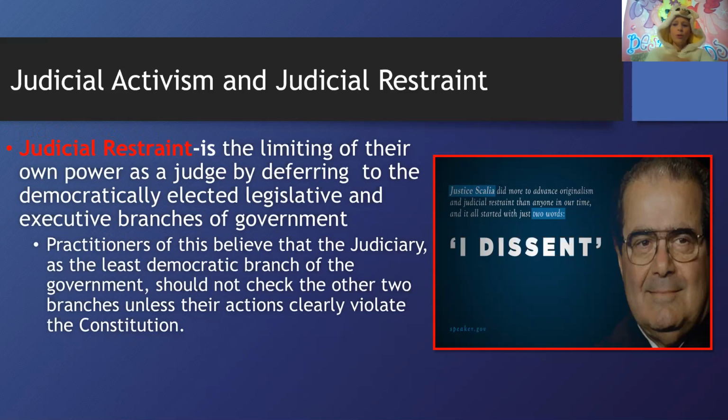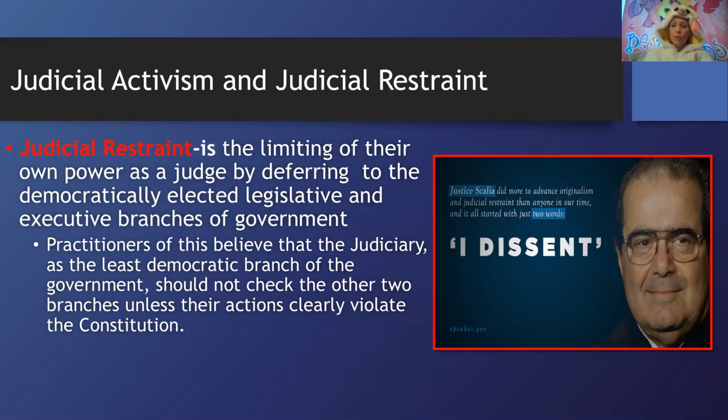It's done, stamp, you're not interpreting words. So it's limiting the power of a judge by deferring to the democratically elected legislative and executive branches. So it's basically saying they have created a law. That law is then set in stone and added to the Constitution, okay? People that practice this believe that the judicial system, or the judiciary, is the least democratic branch of the government.